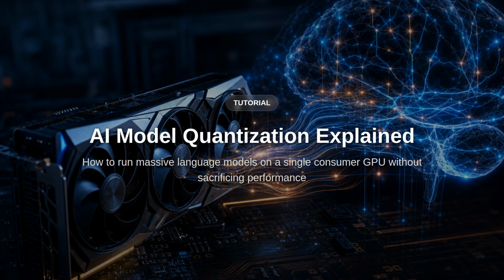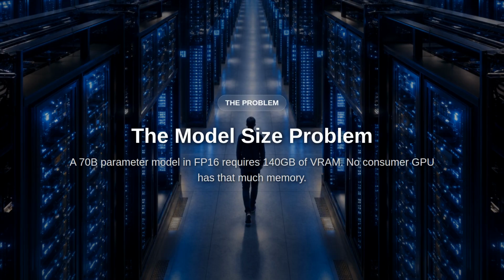AI models are getting bigger every year, but most people don't have access to data center GPUs with hundreds of gigabytes of video memory. The good news is that quantization makes it possible to run 70 billion parameter models on a single consumer graphics card. In this complete tutorial, you will learn what quantization is at a fundamental level, how the three main techniques compare, and how to apply them to run models like Llama 3.3, Qwen 3, and DeepSeek on your own machine starting today. Here is the core problem that every AI practitioner faces.